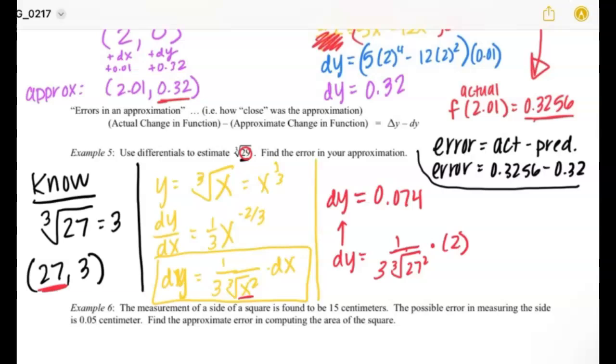So now, I always like to do the ordered pair. Our known value is (27, 3). We want to add on our dx value. We want to add on our dy value. We said our dx value was 2 to get to 29. And then we just calculated that the dy value is this.